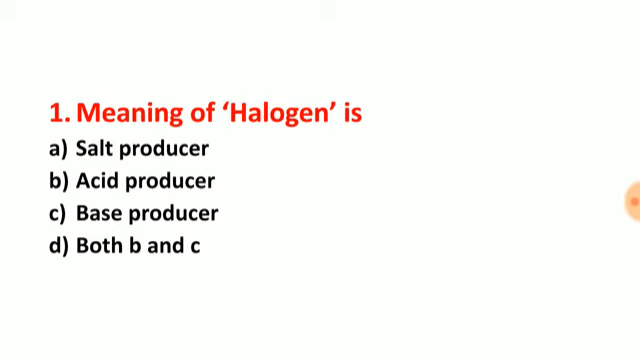Meaning of halogen is? Halogen means salt producer or salt former. We know that common salt is NaCl, Cl is a halogen, and in this way other different halogens combine with other substances to give salt. So the meaning of halogen is salt former. Option A is the correct answer for question number 1.